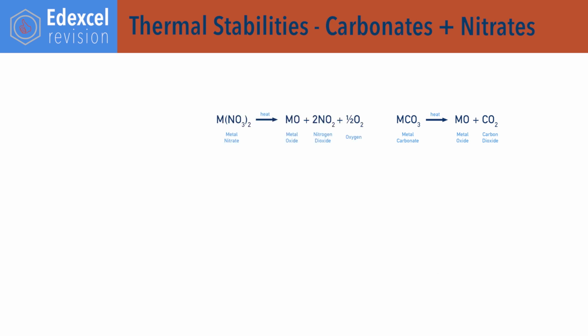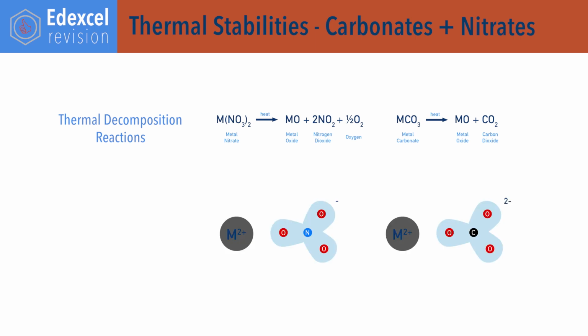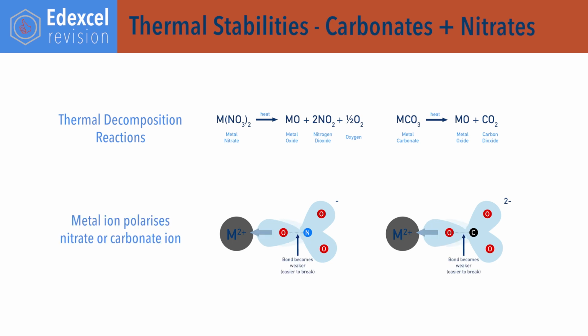These reactions are called thermal decomposition reactions, and they happen because the positively charged metal ions in the compounds are able to polarize the negatively charged nitrate or carbonate ion, weakening the bonds in it and enabling the ion to be split apart when heated.